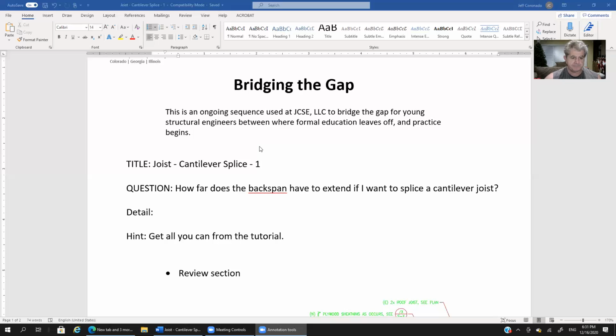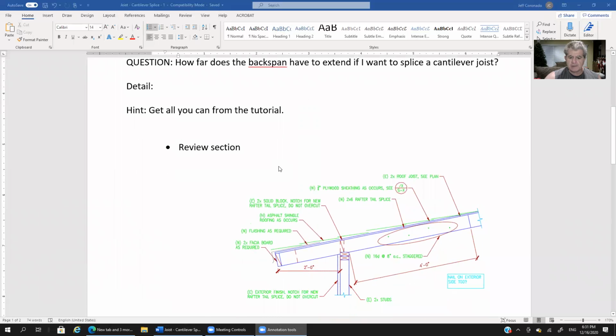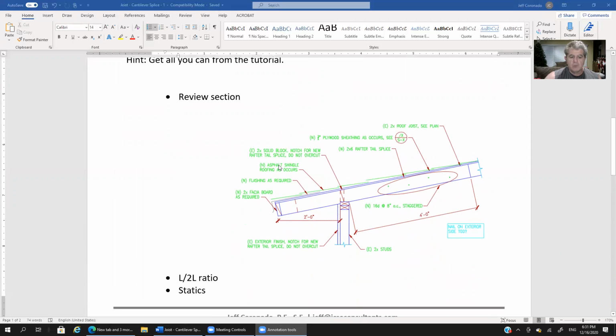Okay, with that in mind, let's take a look at the section that the engineer sent us. And sure enough, it's kind of what I expected the question was. Really what they're after. So this looks like a roof framing.